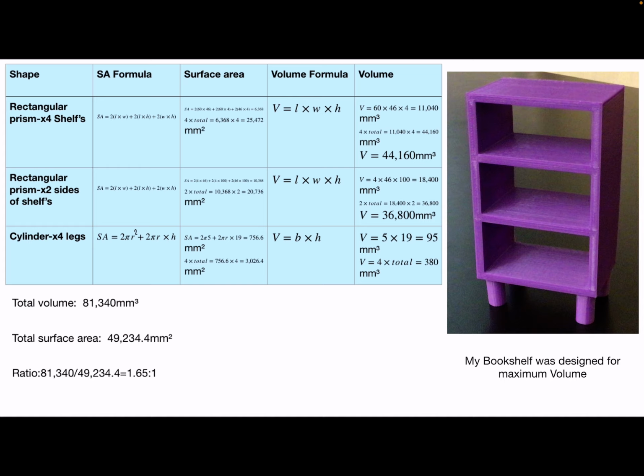The total volume came to 81,340 millimeters cubed, and the total surface area came to 49,234.4 millimeters squared. Because the total volume is way bigger than the total surface area, my bookshelf was designed for maximum volume and not maximum surface area. And then the total volume to surface area ratio came to 1.65 to 1.